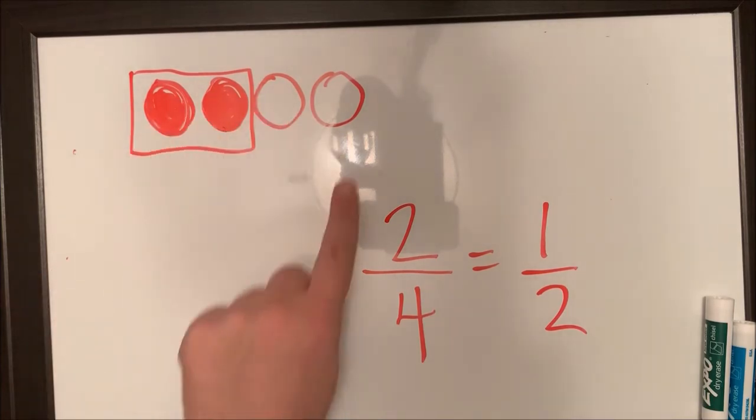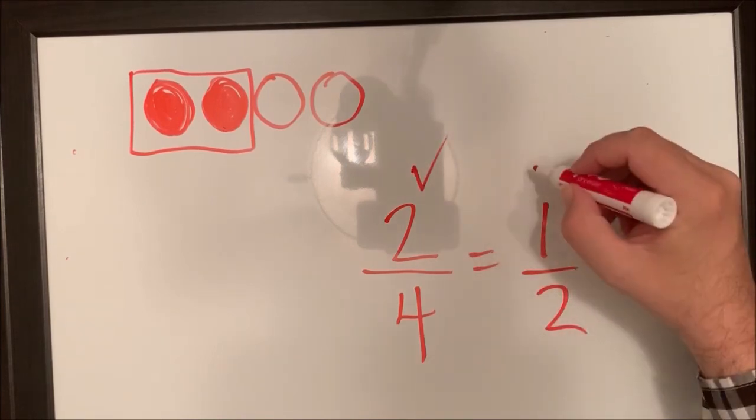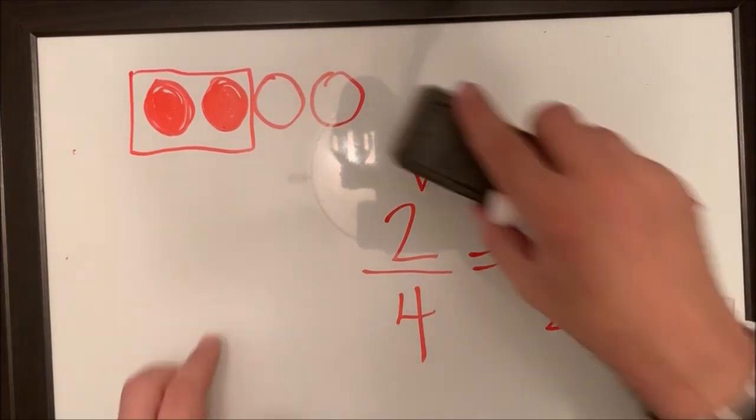So if I asked you what fraction of these circles are red, there's 2 answers you could give me. You could raise your hand and say 2/4 of those circles are red. But then someone else next to you could raise their hand and say, 1/2 of those circles are red. And I would say you are both correct because they mean the same thing. Just different ways of saying it.